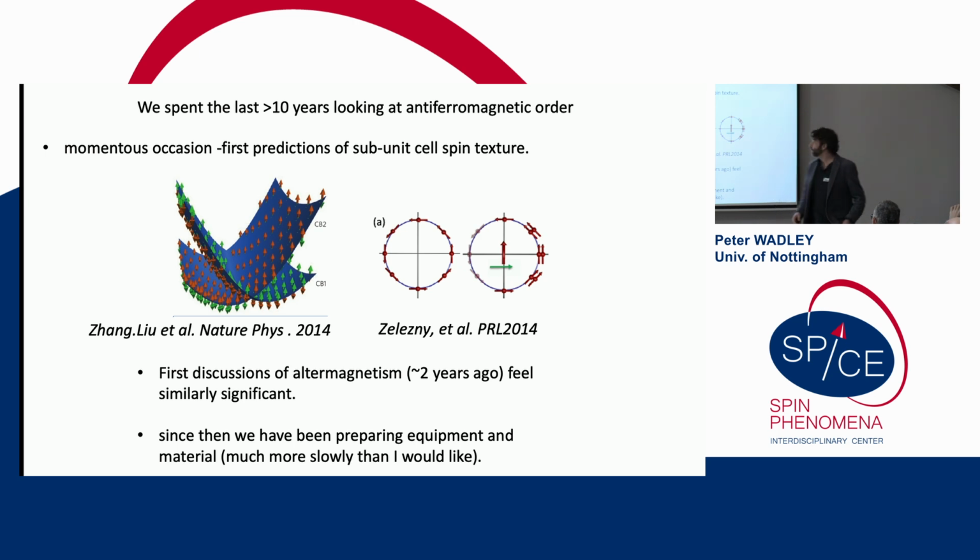For me, this feels kind of nostalgic. Almost 10 years ago, I was preparing a talk that felt very similar, very heavy on material characterization and techniques. I think this will be of interest to some of the experimentalists here, less so maybe to the theorists. But at that time, there were just emerging predictions of spin textures within the unit cell, at the subunit cell level. And it felt like a very significant time. A couple of years ago now, I first started hearing discussions of altermagnetism, and it feels similarly momentous. Personally, I'm in a similar place, but it's also a really exciting time to be in this field.